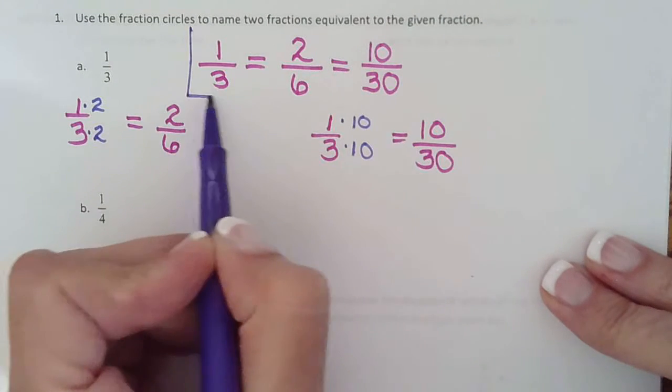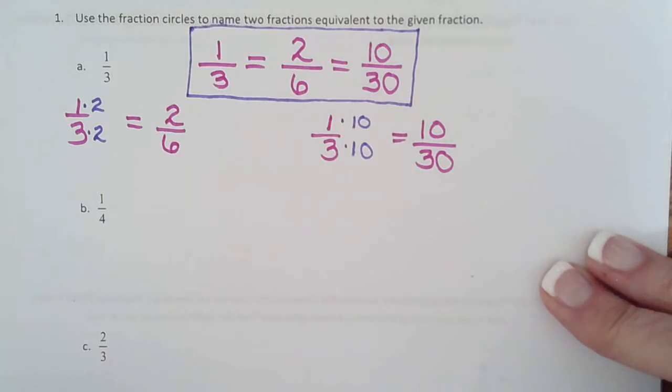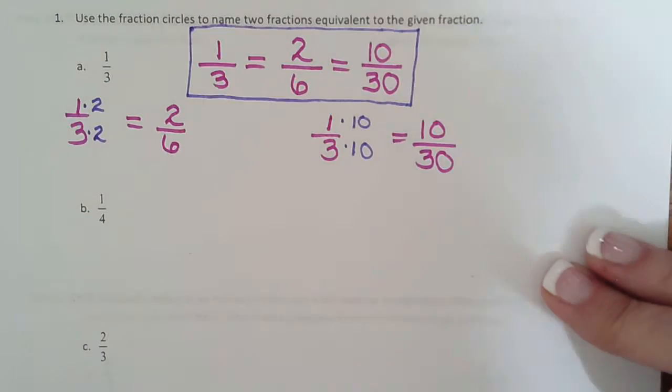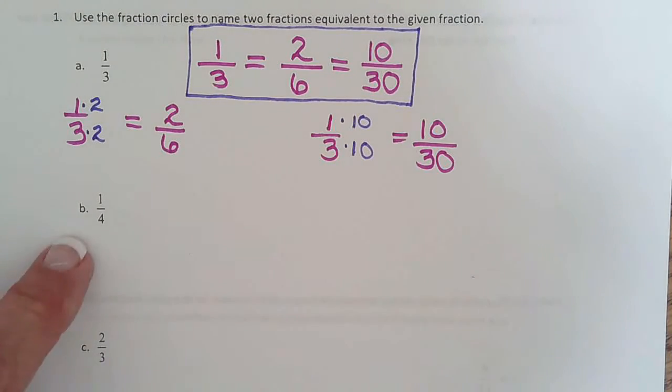So these would be 3. And of course, there's millions. I could multiply by 100/100, 1,000/1,000, 50/50. As long as I do the same number to both numerator and denominator, then I am good. Okay, let's do 1/4.